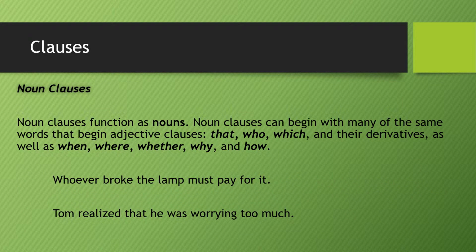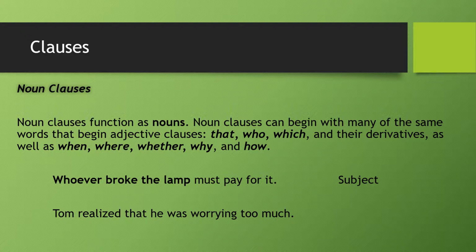Whoever broke the lamp must pay for it. Tom realized that he was worrying too much. Now in the first sentence, the noun clause is whoever broke the lamp. And in this sentence, it's serving as the subject of the sentence, the entire noun clause. Whoever broke the lamp. That's the subject. Whoever broke the lamp must pay for it.